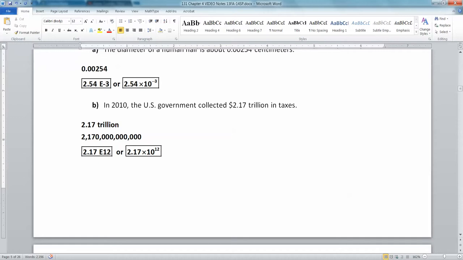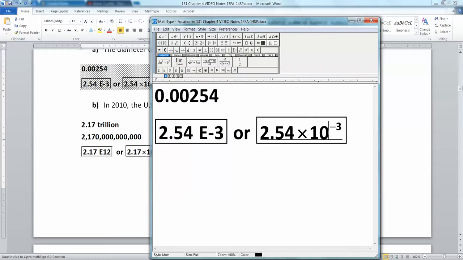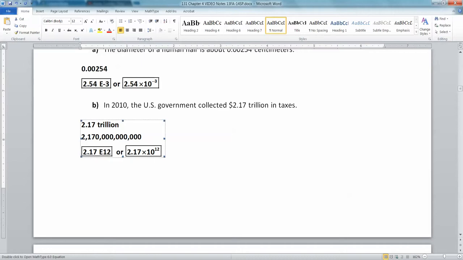Just be careful when you do this. If you do the E, then you want the negative 3 in the same line as the E. And if you do times 10 to the, then you want it to be a little power after the E. E actually stands for exponent. So it means that 12 is in the exponent of 10. All right, we're done with that one.